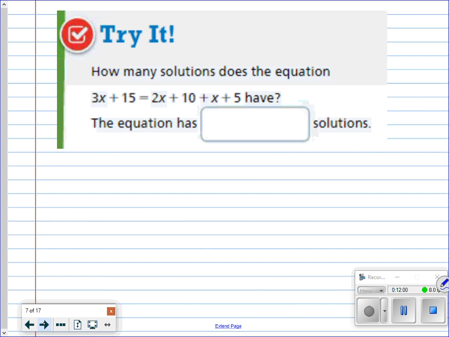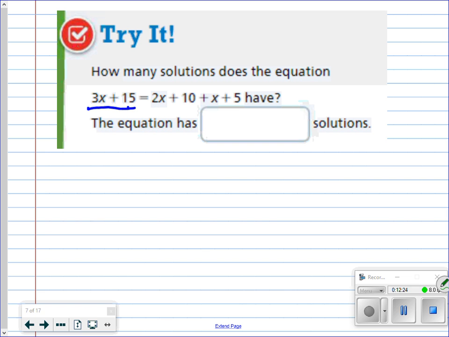We're going to skip this try it for now. Well, actually, let's just look at it. If you look on this left side, it's that simplified. It is because there's no other like terms, right? Well, let's look on this right side. Are there any like terms?